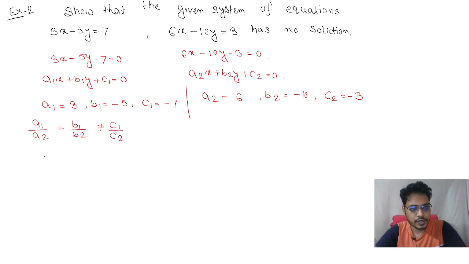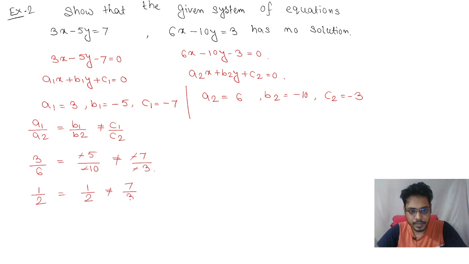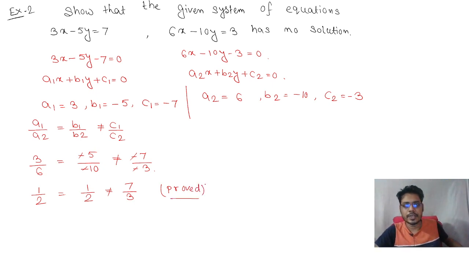Now you have to check this. So a1 is 3, a2 is 6, b1 is minus 5, b2 is minus 10, and it should be not equals to minus 7 by minus 3. Yes, you can check this one. It will be 1 by 2, and it will be also 1 by 2, but it is not equals to minus and minus cancel, 7 by 3. That means it is already proved. So that means we can say that it has no solution.